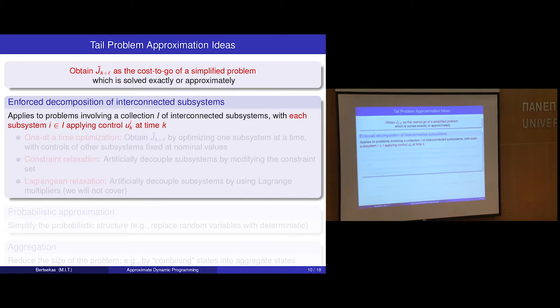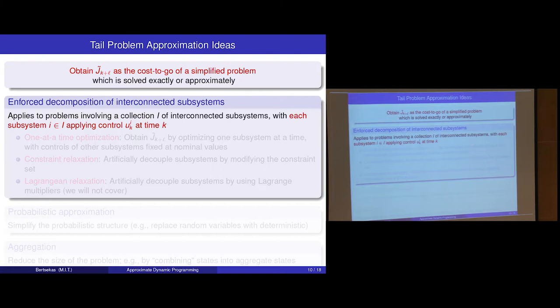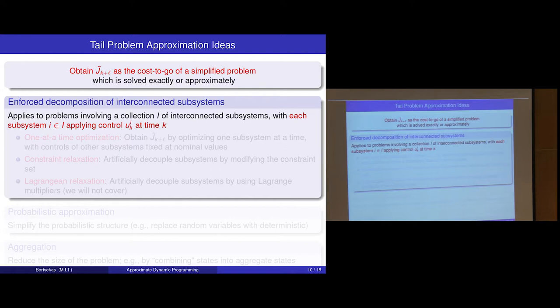And one possibility is when you have interconnected subsystems, problems involving a collection of subsystems interacting with each other, and each subsystem having its own control. Okay, so they can choose controls individually, but they have to be coordinated so that they do the right thing together.